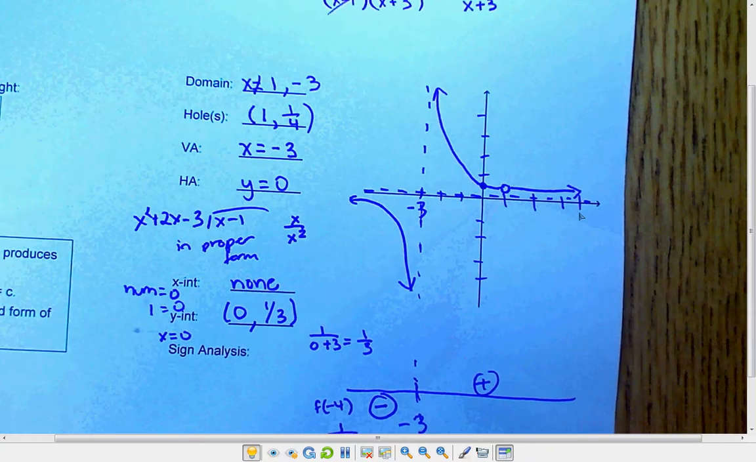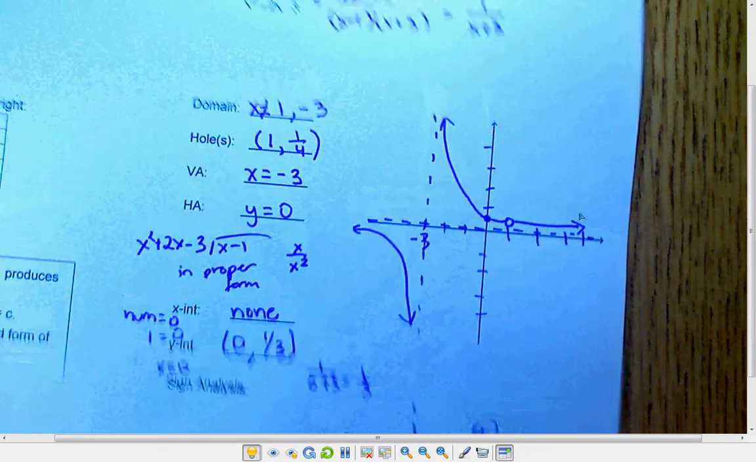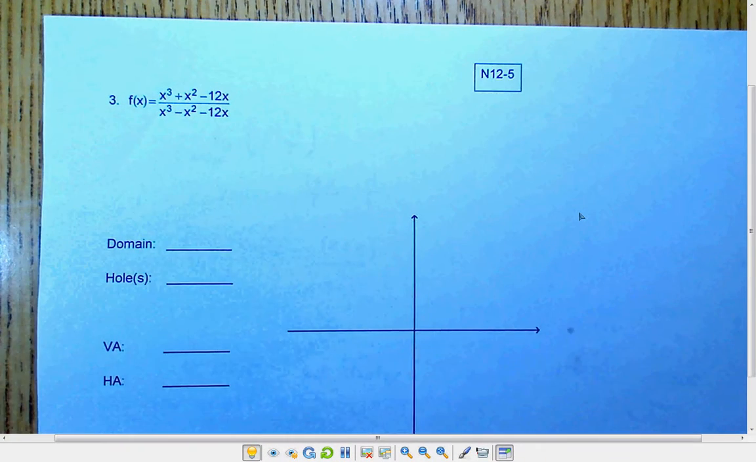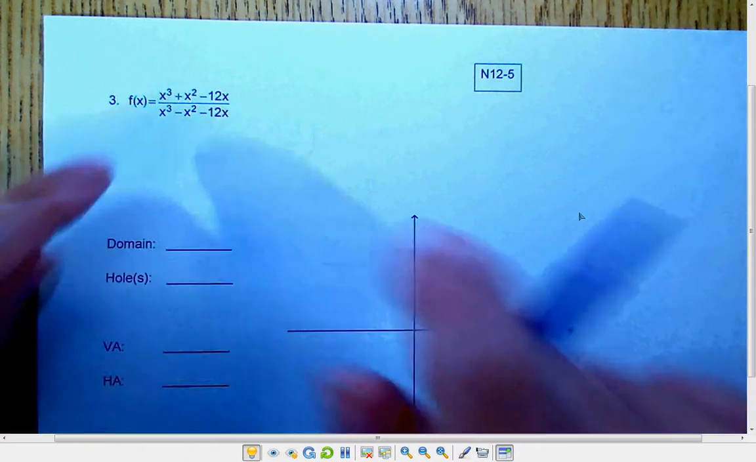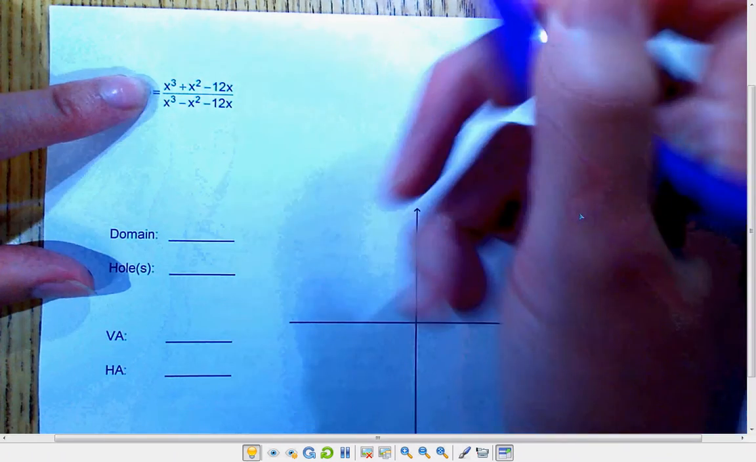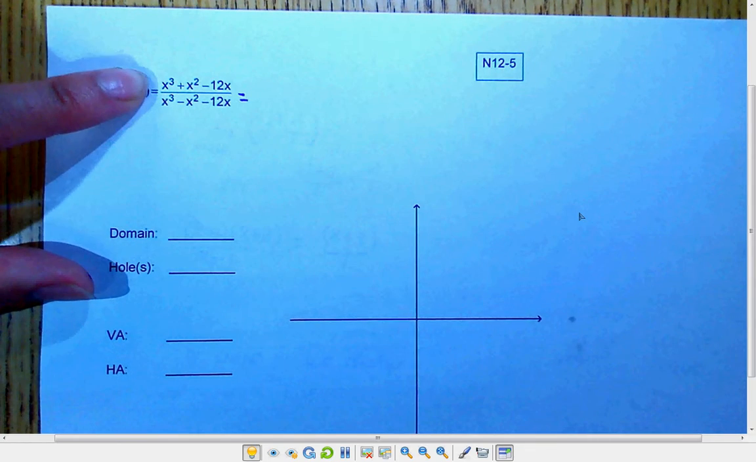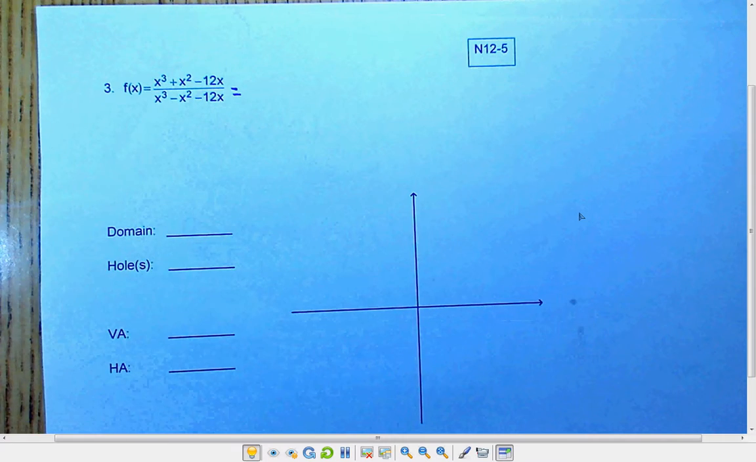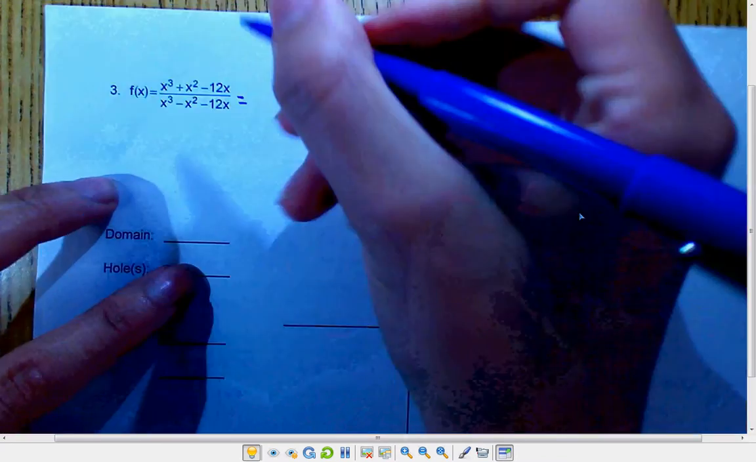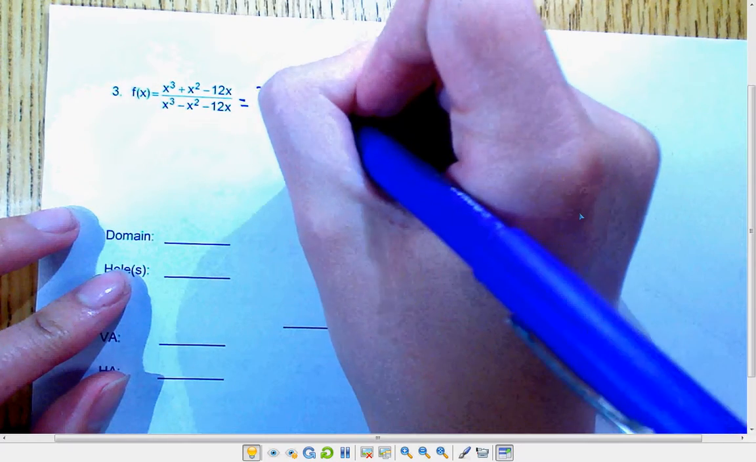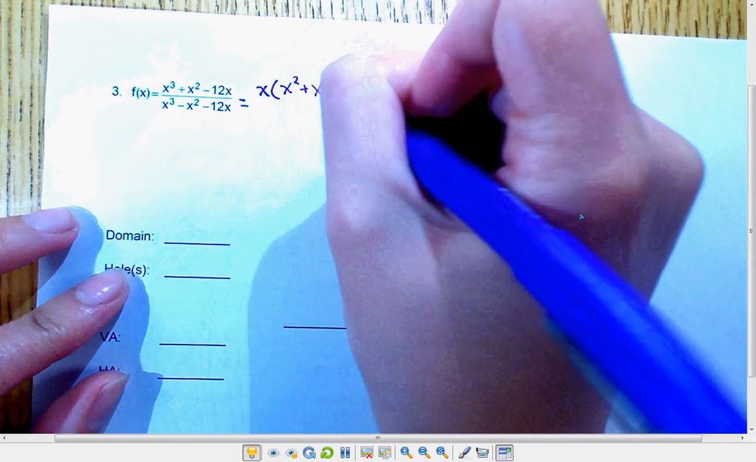Okay, let's move on to one more example. So flip to the back. Again, we have to start off by factoring. This one is a little bit different to factor. Let's take a look at the numerator. To factor this one out, we're going to start off by seeing if there's something you can divide out of all three of those terms. There is, you can take an x out of all those terms. That leaves you with x squared plus x minus 12.